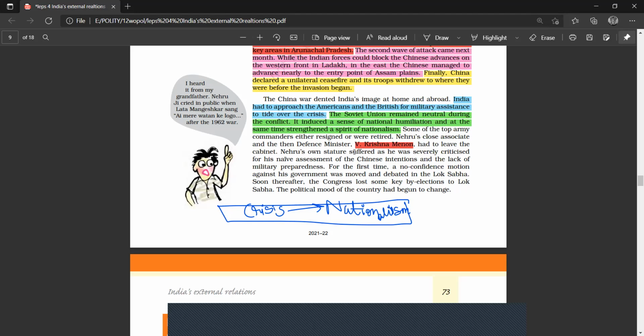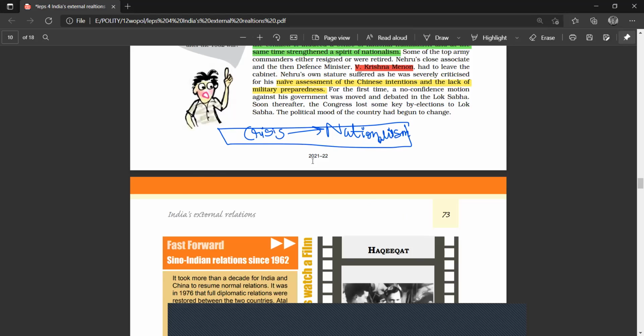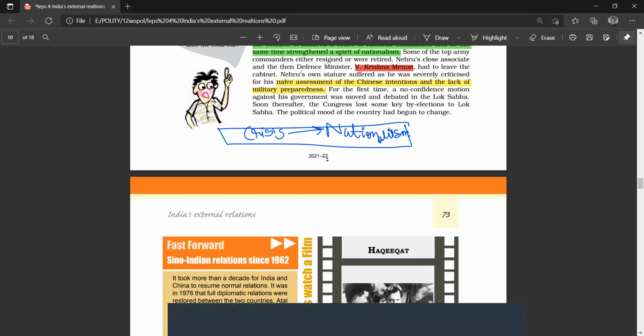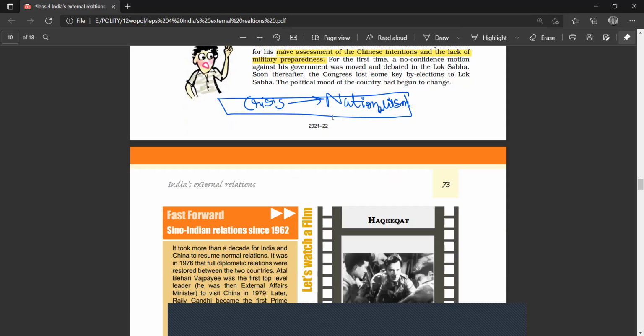Nehru's own stature suffered as he was severely criticized for his naive assessment of the Chinese intentions and the lack of military preparedness. So why was Dr. Jawaharlal Nehru so criticized? Because first of all, he believed that China could never do something like this. When he is a prime minister and a foreign minister for a country, he should be more prepared. We expect the person at that stage to be more prepared and not to miss anything. But he missed this, and it cost us greatly in the Indo-China war.